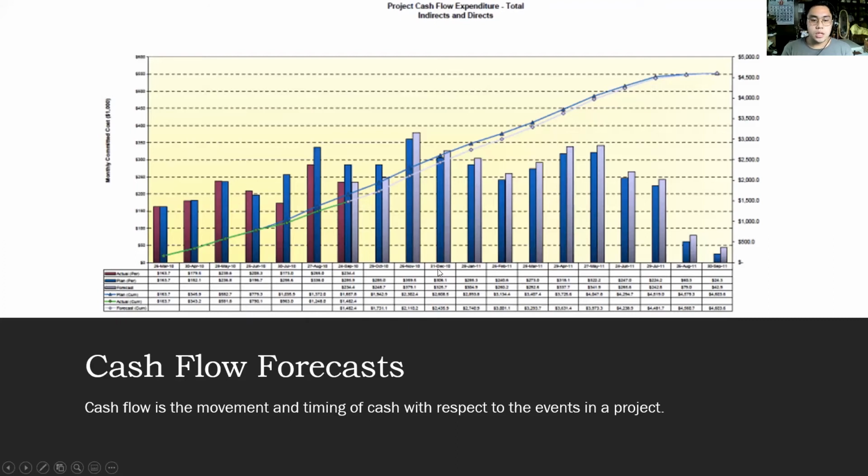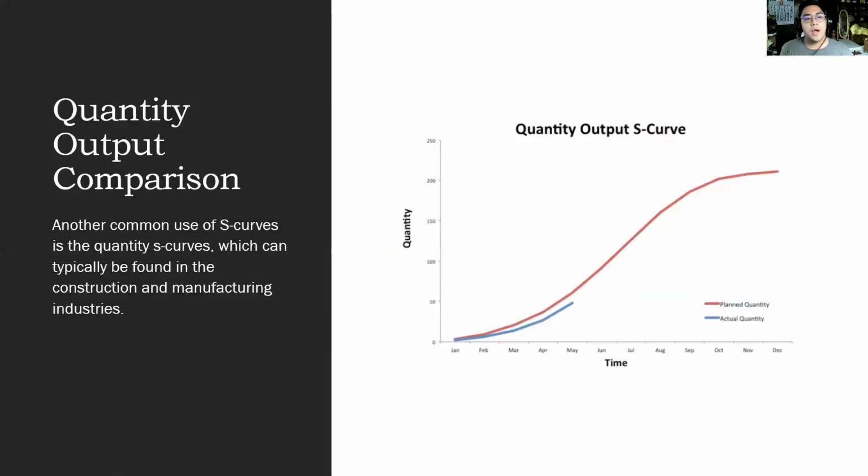The next is the quantity output comparison. Another common use of S-curves is the quantity S-curve, which can typically be found in construction and manufacturing industries. The planned quantity versus the scheduled time is plotted and compared with actual quantities. An example of a quantity S-curve is illustrated here. This way, the progress of work by quantities is monitored and any deviation from the baseline plan is quickly revealed.